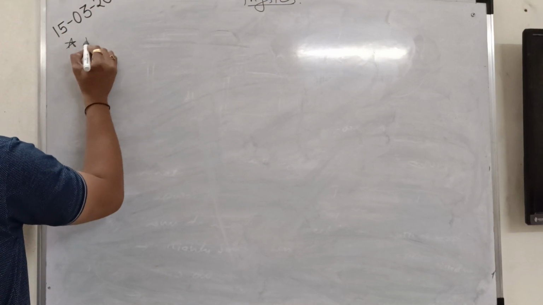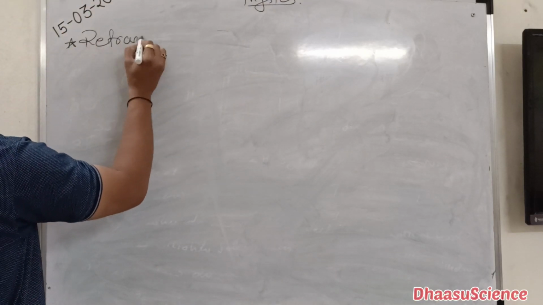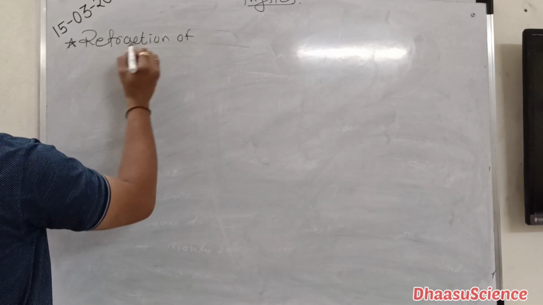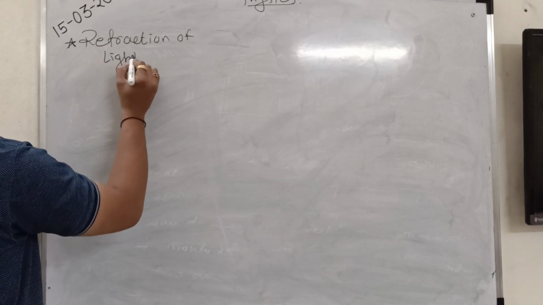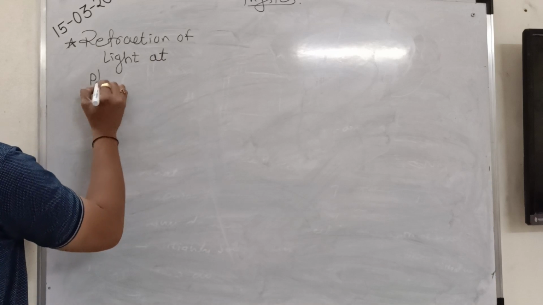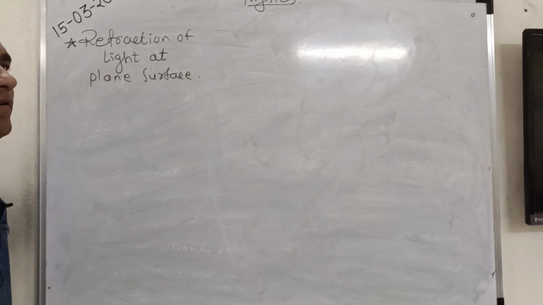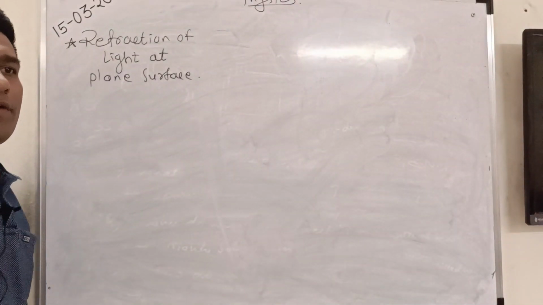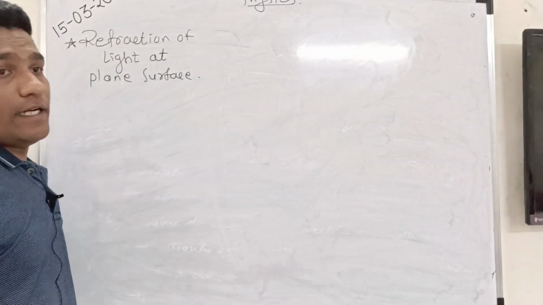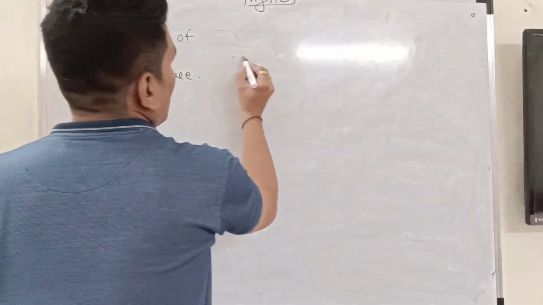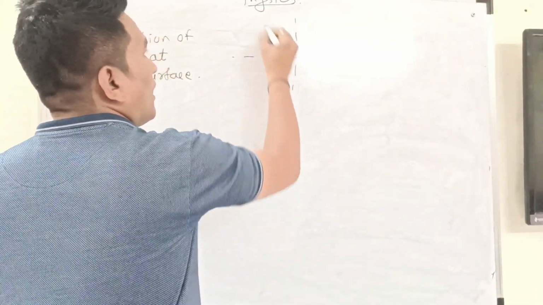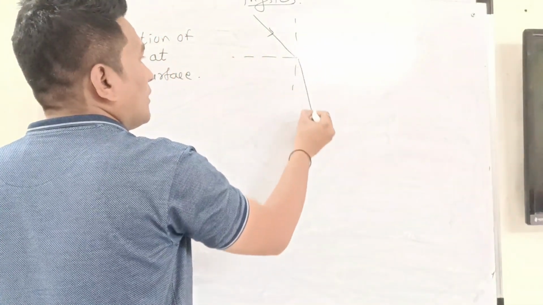So the chapter which I am going to start with is refraction of light at plane surfaces. So in refraction, what we have seen is the bending of light when light travels from one medium to the other medium, right?